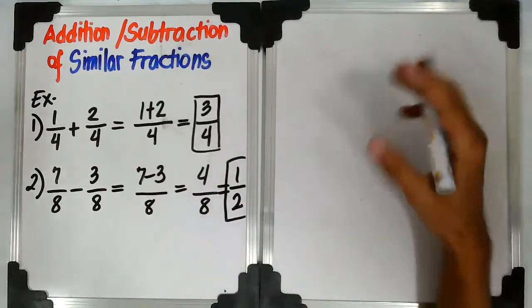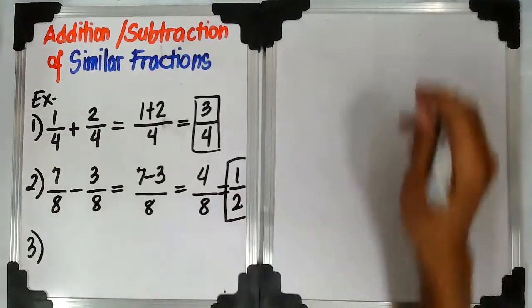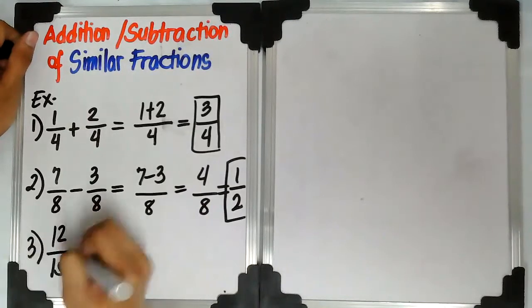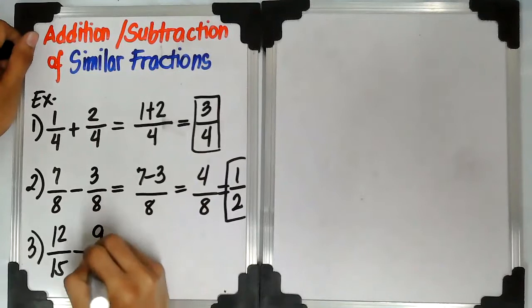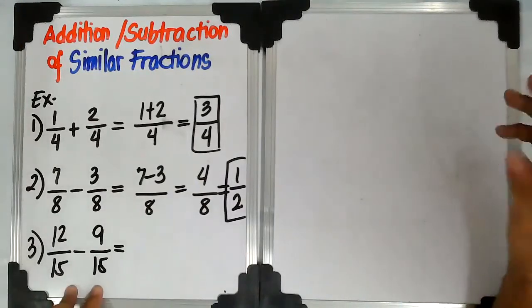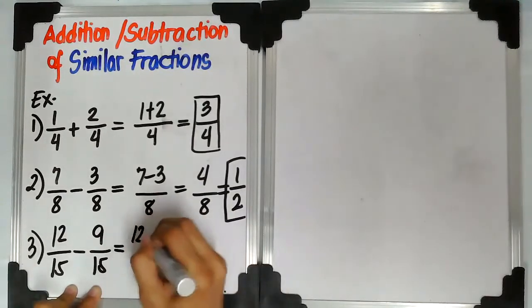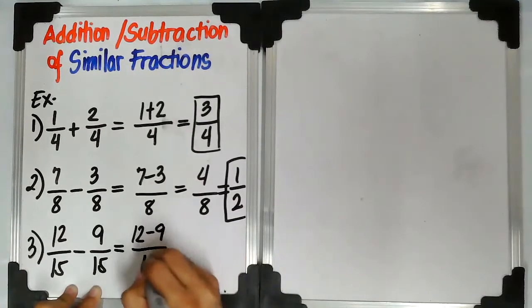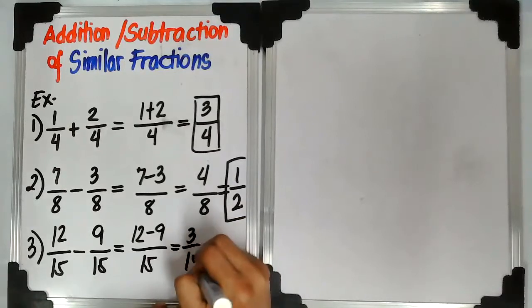All right. So let's have the last example, number 3. Let's say we have 12 over 15 minus 9 over 15. As you can see, you have the same denominators here. So basically, you're just going to subtract the numerators, which are 12 and 9, all over 15. So this will result to 3 over 15.